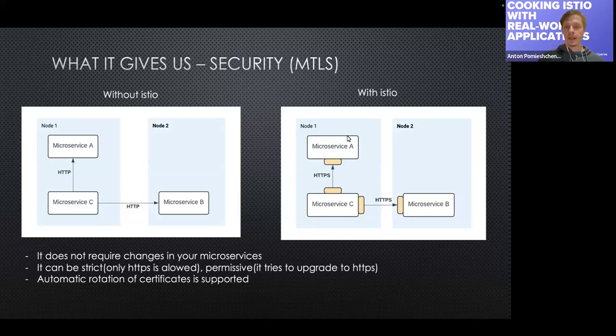But you can easily enable MTLS support, and in this case, every communication between microservices will be encrypted. If you want to implement it yourself in code, it will cost you a lot. But Istio provides it without any code changes. You just need to enable it, do some configuration, but this is not programming. Also, automatic rotation and renewal of certificates is supported. It's not a problem at all.